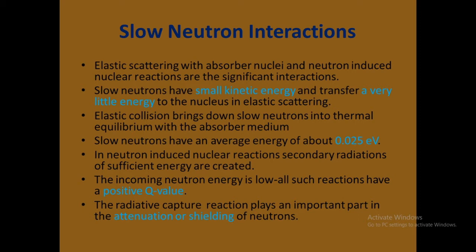Elastic scattering is the principal mode of interaction of neutrons with atomic nuclei. In the process of elastic scattering, the target nucleus remains in the same state after interaction. The slow neutrons have small kinetic energy, and because of this, very little energy can be transferred to the nucleus in elastic scattering. The elastic scattering brings the slow neutron into thermal equilibrium with the absorber medium. The slow neutrons will have energy in the range of thermal neutrons, which at room temperature have an average energy of about 0.025 eV.